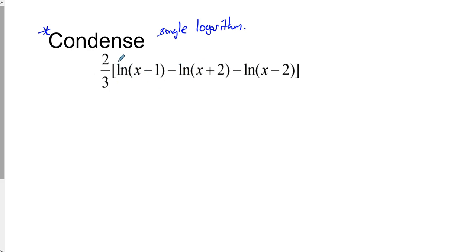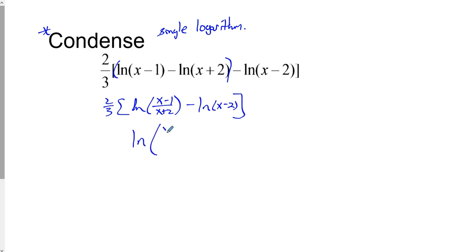As I'm working from left to right, probably the best way to handle this is to think about the first two first. So I have 2/3 and then the natural log, and this is a minus, so this will be the division rule. This is the natural log of x minus 1 over x plus 2. And then I'm right here. I have this minus the natural log of x minus 2. Cool. All right, so this is the difference rule, so I'll have the natural log of x minus 1 over x plus 2, over x minus 2.